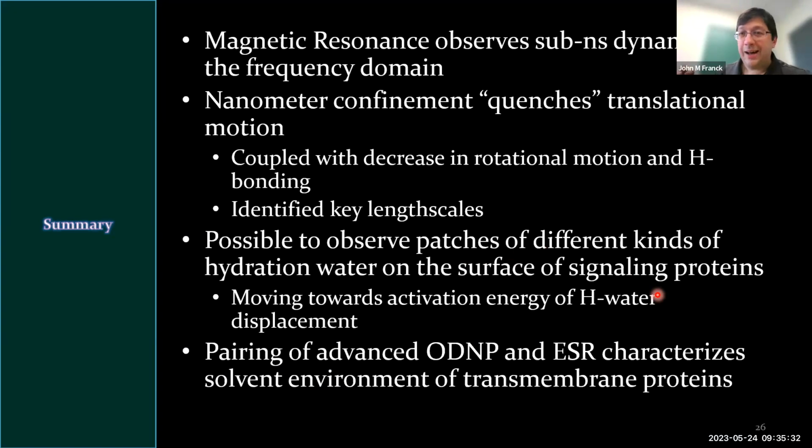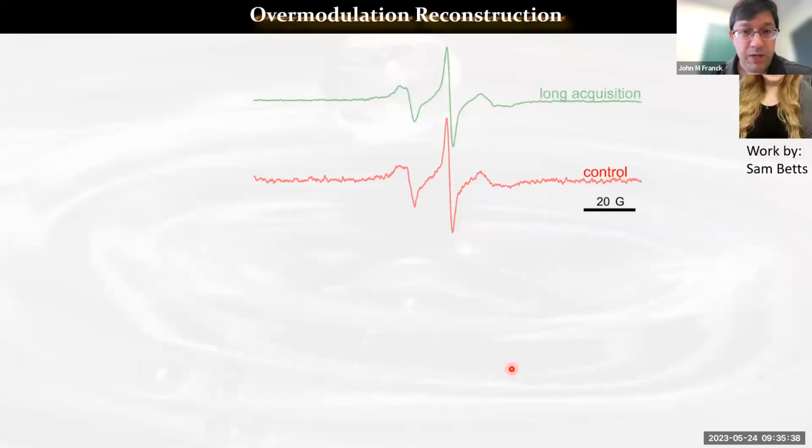And this being an IES-adjacent talk, I wanted to talk to you a little bit about this piece. The basic idea is that we've learned that with a modern Bruker ESR spectrometer, you can use overmodulation reconstruction pretty routinely.